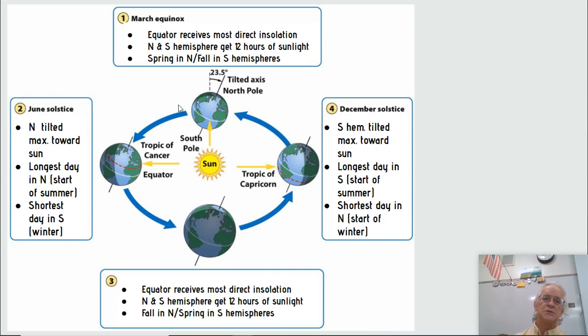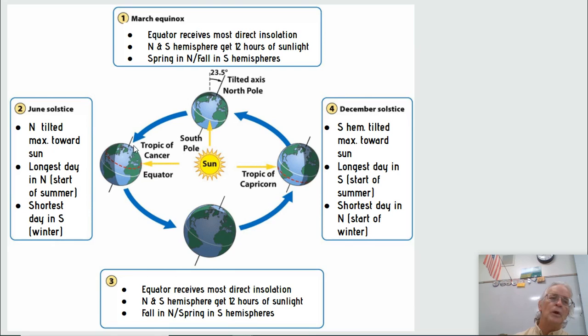Now, one of the things that you need to know is what happens at various locations. Notice that the direction here at March equinox, the equator receives very, very concentrated, the most direct. Northern and southern hemispheres get 12 hours of sunlight, and it's spring in the north and fall in the south. How do we know that? Because over here, it's now summer in the north.